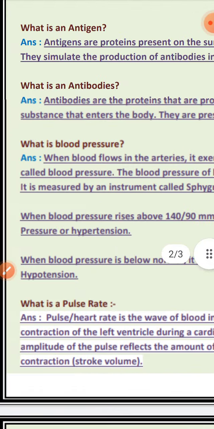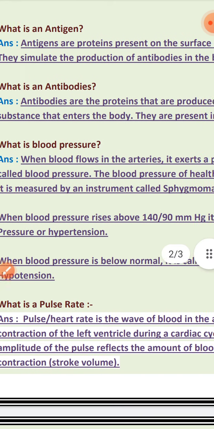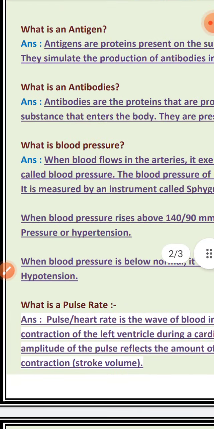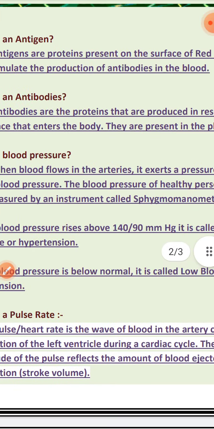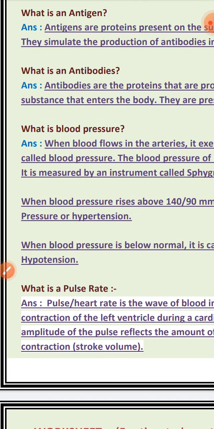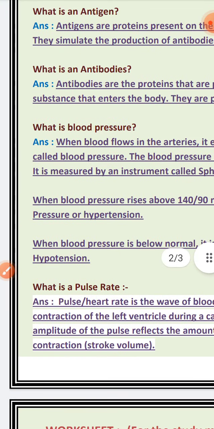Now what is pulse rate? Pulse rate or heart rate. Another name of pulse rate is heart rate, and another name of heart rate is pulse rate. Pulse or heart rate is the wave of blood in the arteries created by the contraction of the left ventricle during a cardiac cycle. The strength or amplitude of the pulse reflects the amount of blood ejected with myocardial contraction, the stroke volume.